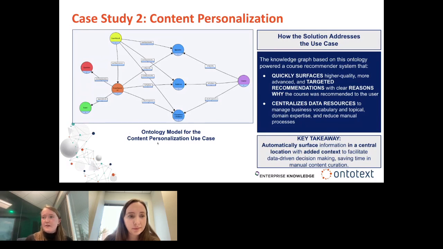So I'm going to pass to Annabelle, who's going to round us out to talk about the formalized approach that we used for both of these case studies, and then end us with some key takeaways.